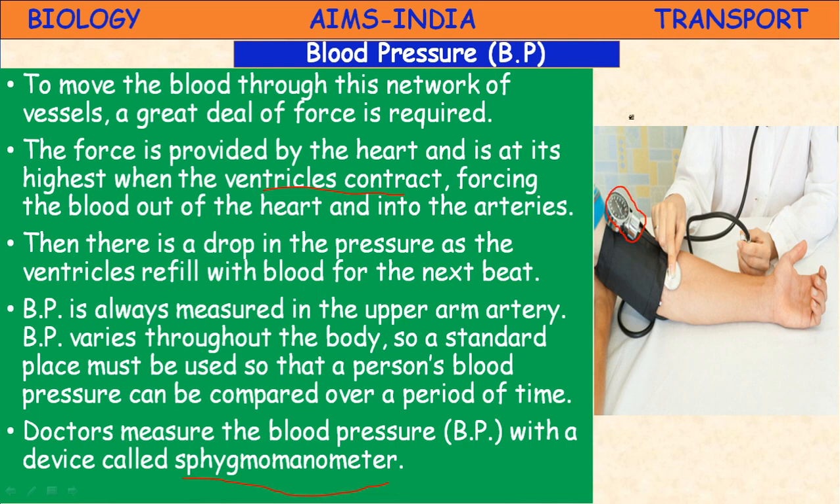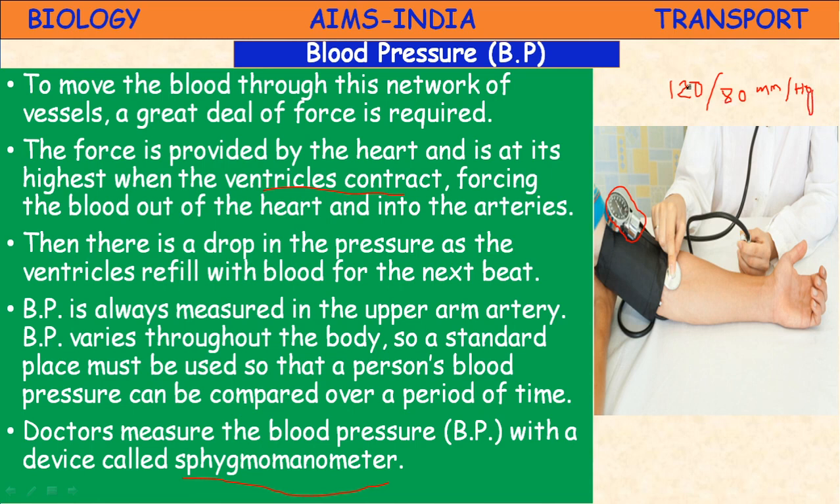A normal blood pressure is 120/80. Here the blood pressure is measured in the units mm of Hg, millimeters of mercury. What is the normal blood pressure? 120/80 mm of Hg.